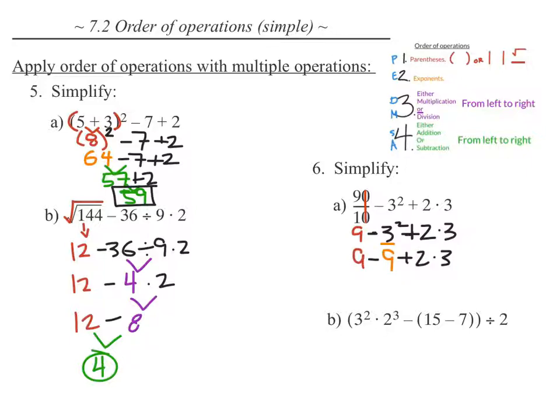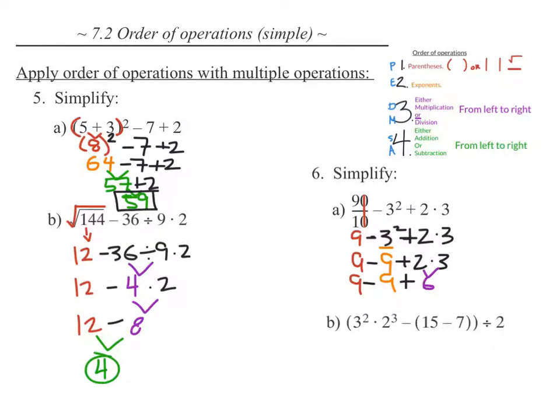So no more exponents, but we do have the multiplication there. 2 times 3 is 6. So 9 minus 9 plus 6. And we're on the addition or subtraction from left to right. We've got the subtraction first. 9 minus 9 is 0. 0 plus 6 is 6. So this is our final answer there on 6A.